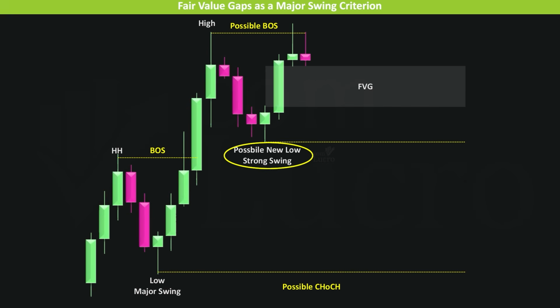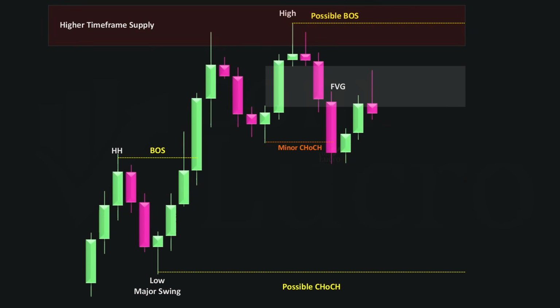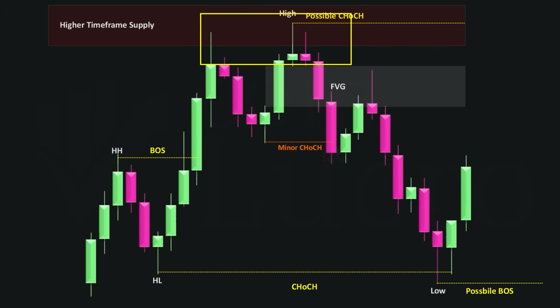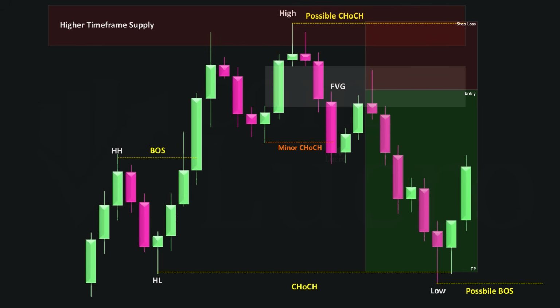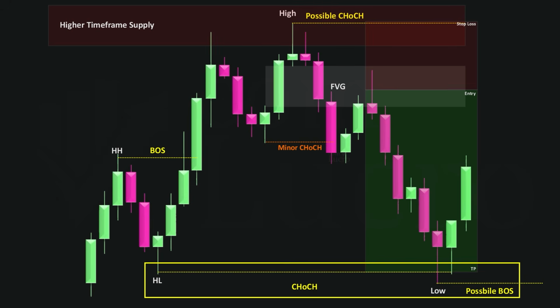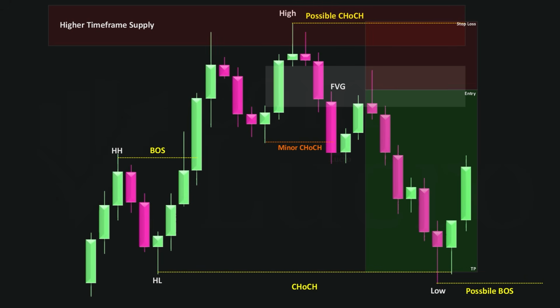This level is classified as a strong swing even though it did not cause a breakout. When price revisits this level, we expect a rejection. However, if price breaks below it, that signals bearish momentum. This situation often appears when price taps into a key level from a higher time frame. At this point, we can look for short entries inside this inverse fair value gap area, targeting the major swing low, since it continues to act as strong support for price.